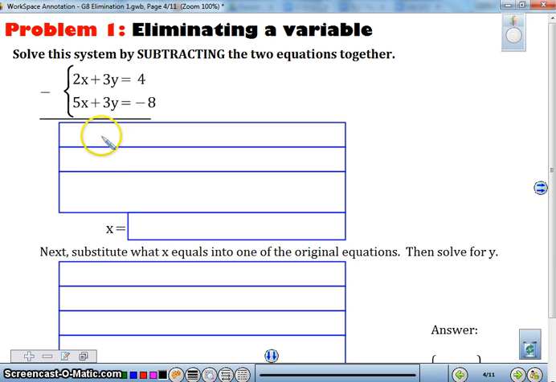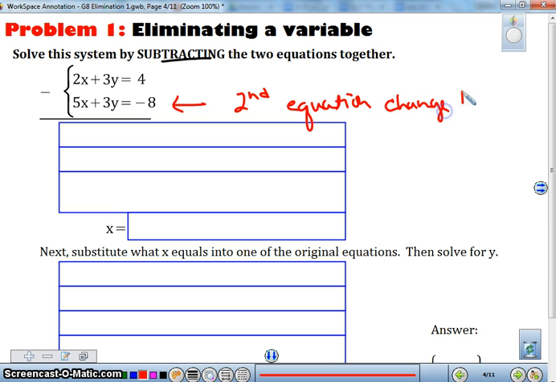Now, this next one is a little trickier, and it says now we're going to subtract. So again, if you need to pause the video or go back to get that one down, you have to be really super careful here. What subtraction means is that the whole first equation stays the same, but when we subtract, everything in the second equation has to change to the opposite. And when we talk about opposite, we're talking about the opposite sign.